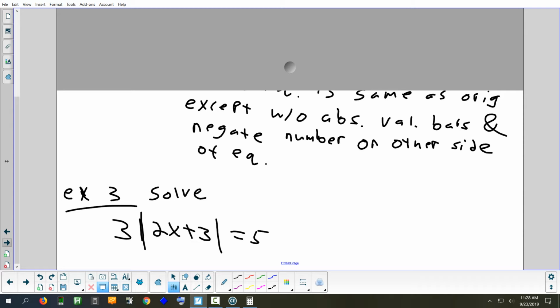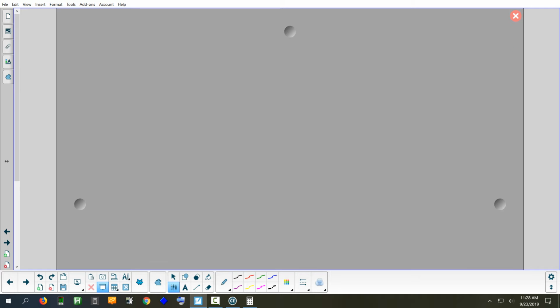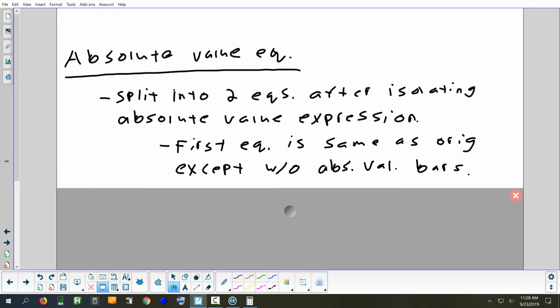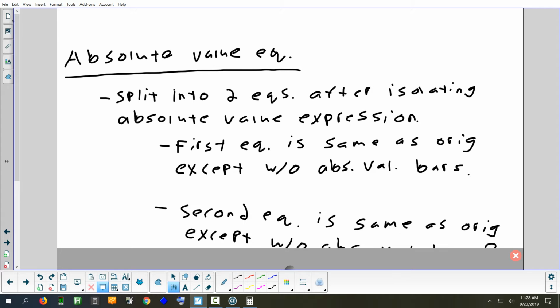Like in this case, how would you move that 3 to the other side? Divide by 3. Now what if you had that? Now you'd subtract the 3 and then go from there. Okay. The problem I give you though, you're not going to have to worry about that first step. All right, so split it into 2 equations after you've isolated the absolute value. The first equation you write down is exactly the same as the original problem. You just take the bars out. That's all you do. Write down the original problem, just erase the bars.